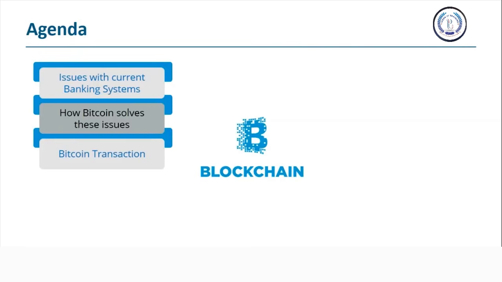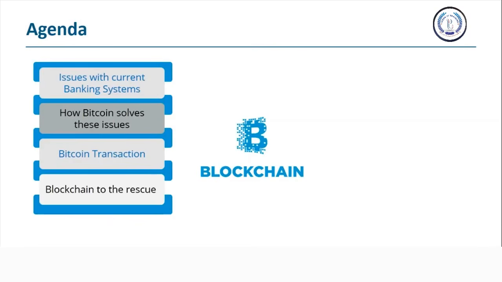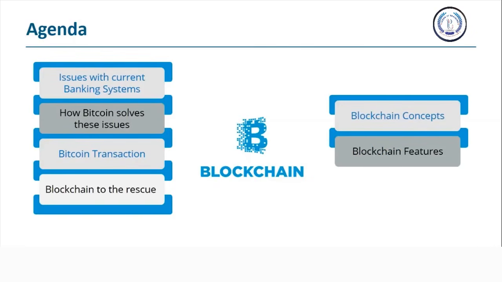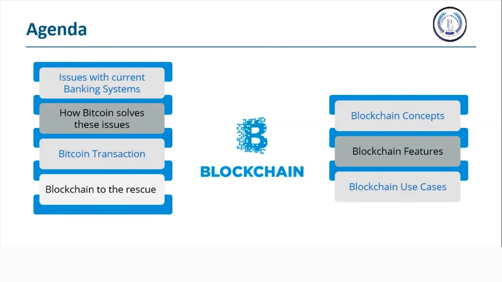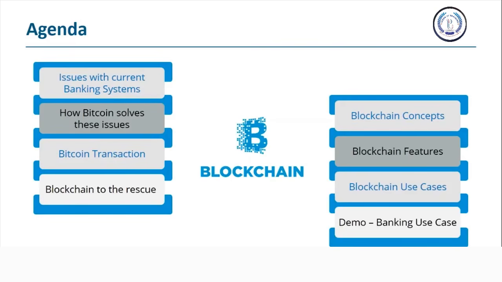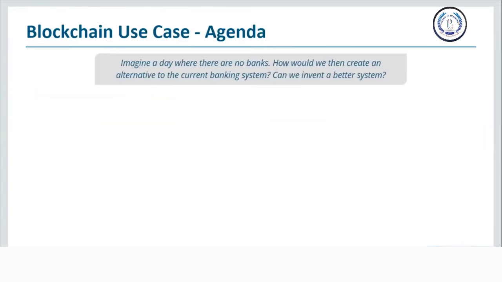Now, if a transaction has to take place, there needs to be a certain medium, and that's exactly what blockchain is. Moving on from there, we'll try to talk about the various blockchain concepts, the various blockchain features, as well as we'll see where blockchain is being used apart from the banking domain. Finally, towards the later half of this session, we'll be looking at a banking use case demo where we'll try to create an alternative banking system, as well as make it a bit better. Since you are reinventing something, let's try to make it better than anything that is there.